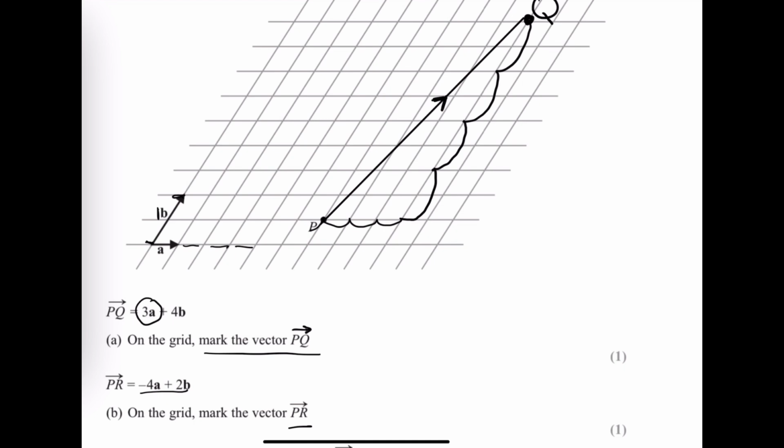Do this in blue. So it's 1, 2, 3, 4. But then it's plus 2B, so we go up 1, 2, this way. And then because it's going P to R, go that way. And this is R over here.